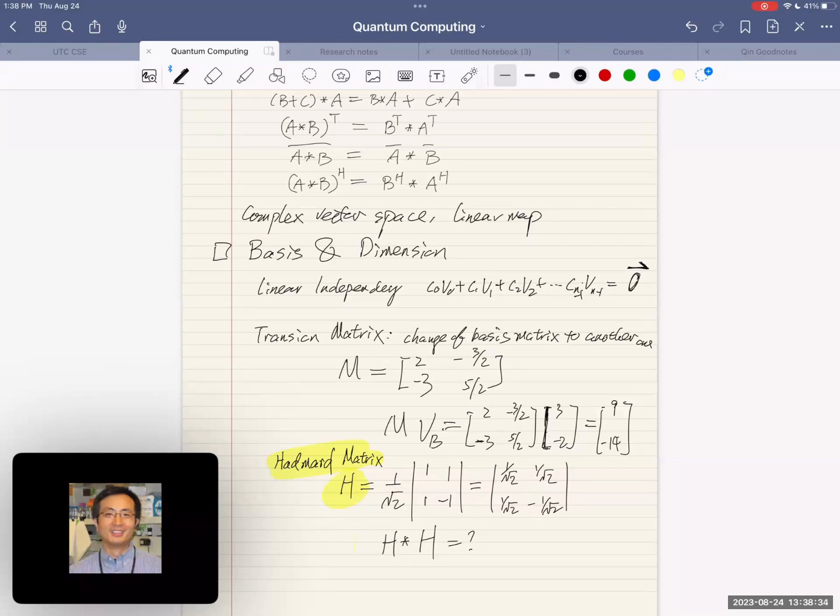What's the library that you use to represent the Hadamard matrix? There's a few.